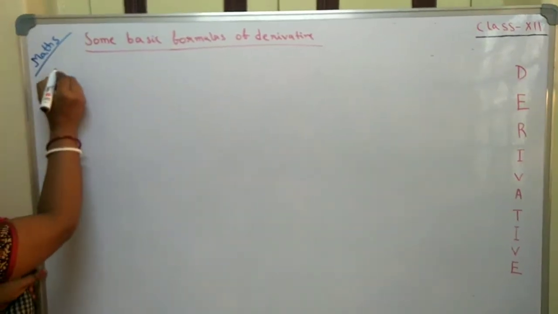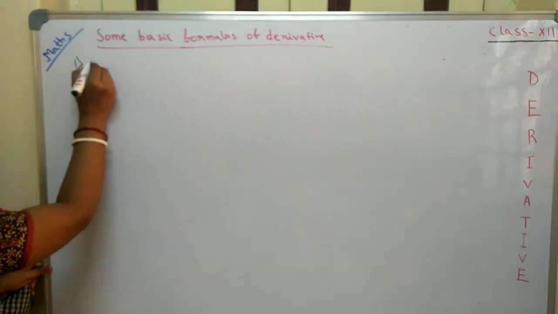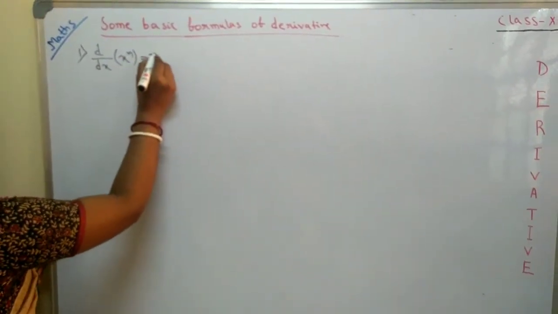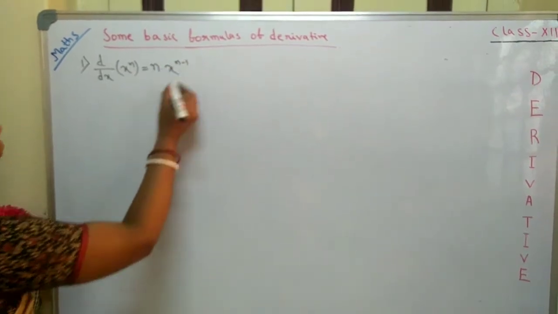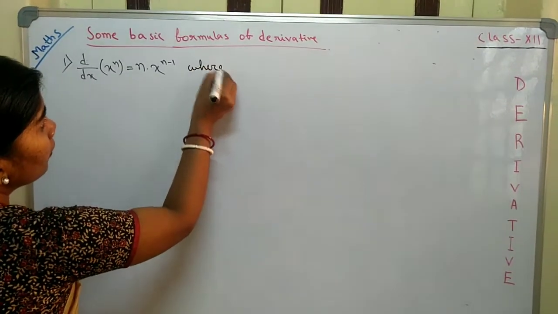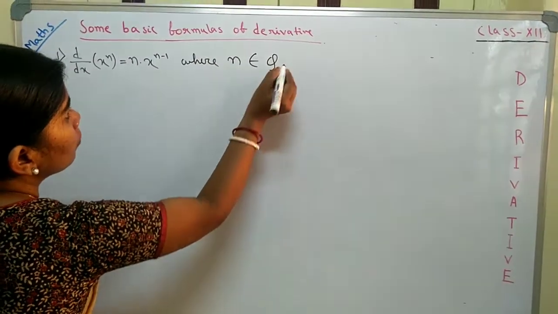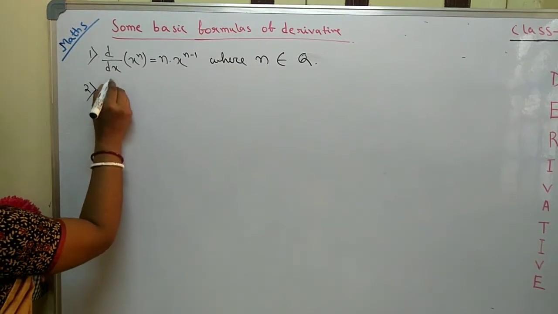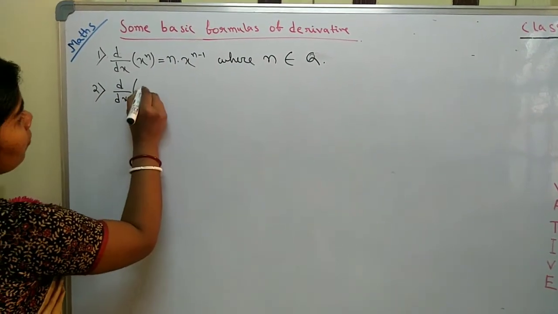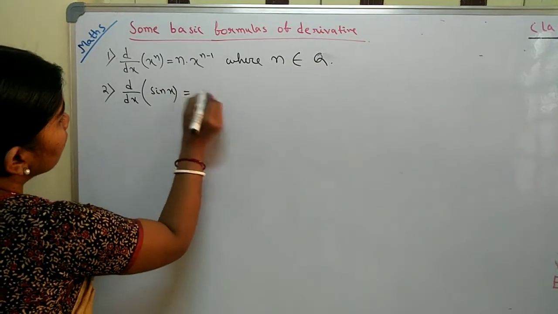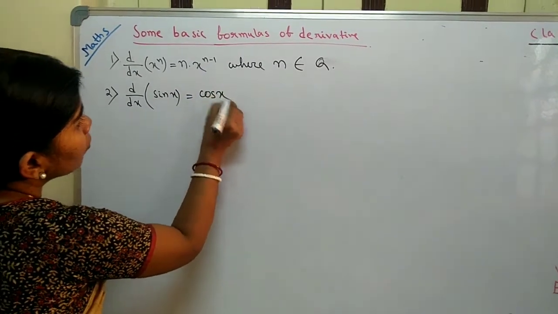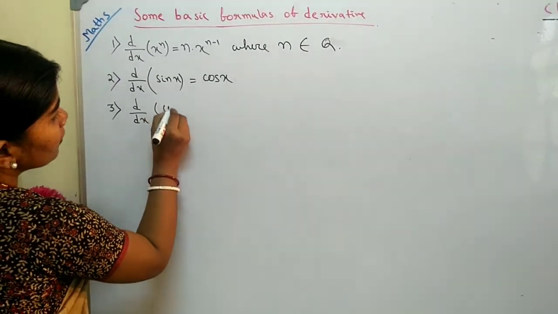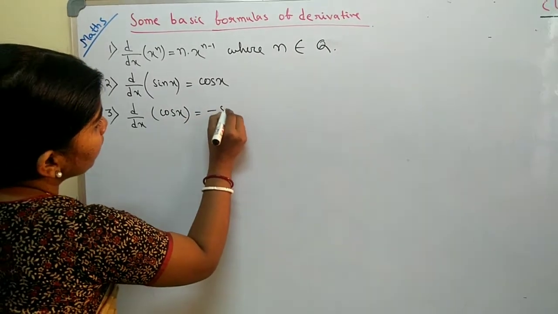Now I will write a few basic formulas of derivative. Number one: d/dx of x to the power n is equal to n times x to the power n minus 1, where n belongs to Q, that is, n is any rational number. Number 2: d/dx of sin x is equal to cos x. Number 3: d/dx of cos x equals minus sin x.